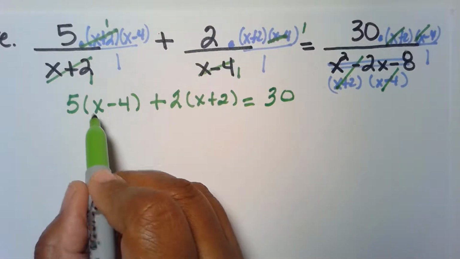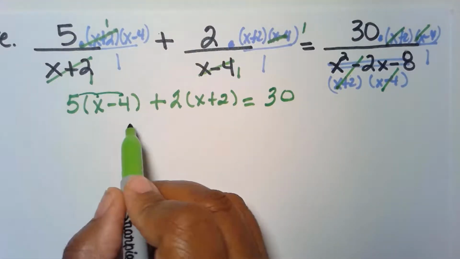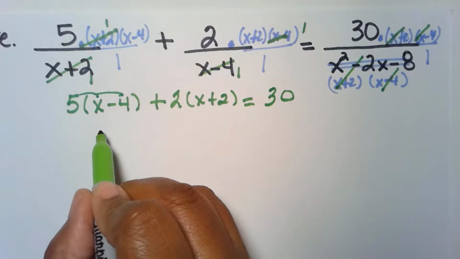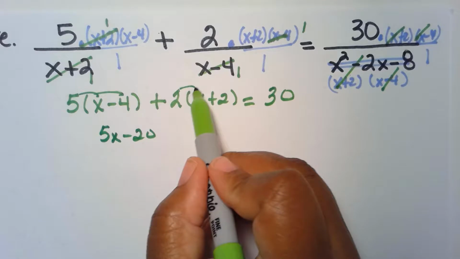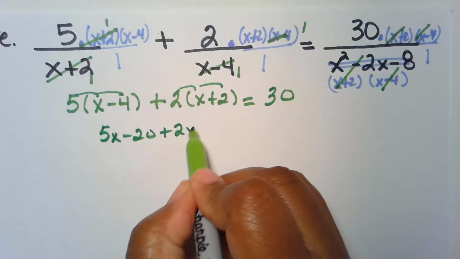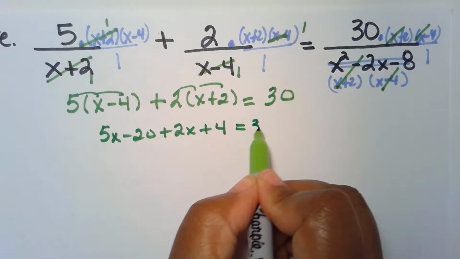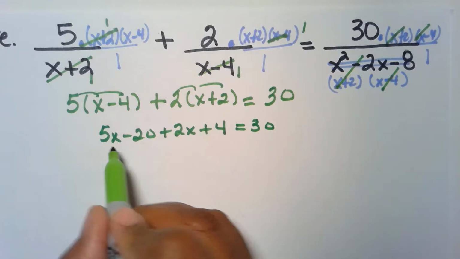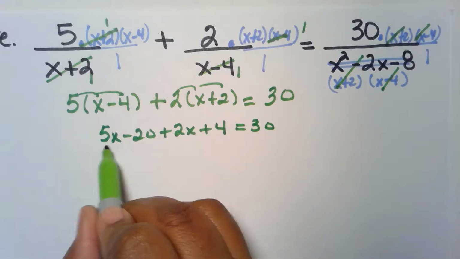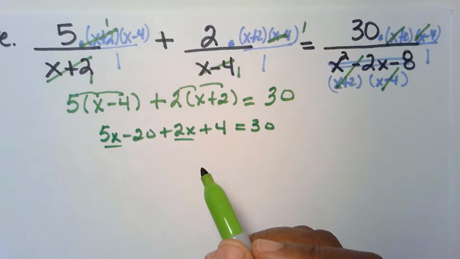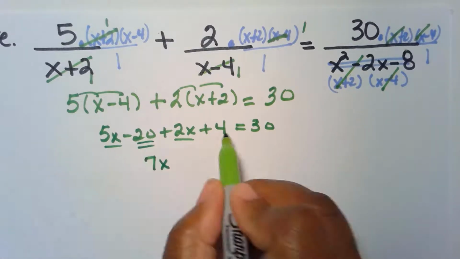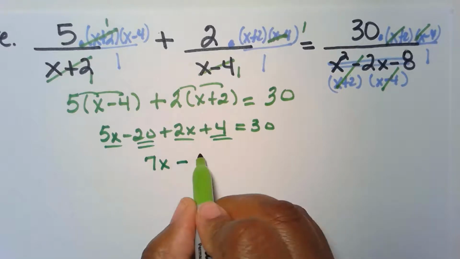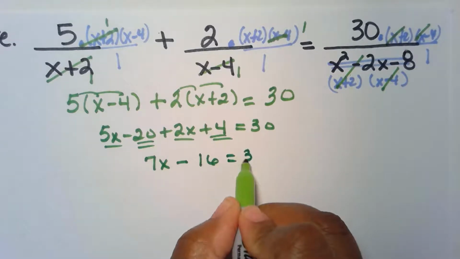Let's distribute the 5 to the x and to the 4, excuse me. So we have 5x minus 20. Take the 2 and distribute. 2x plus 4 equals 30. And then combine like terms on the left hand side. 5x plus 2x gives us 7x. And then we have negative 20 plus 4, that gives us minus 16, equals 30.